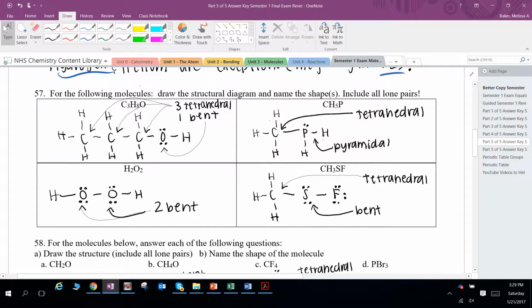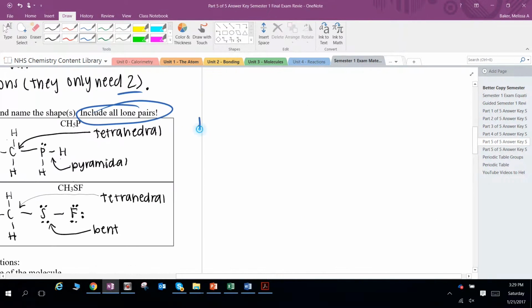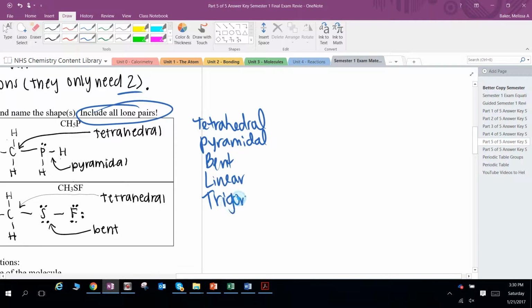When you're drawing molecules and naming their shapes, it's really important to label all of the lone pairs. And let's do a little recap of the total different shapes that there are, that we're talking about at least. There's tetrahedral, pyramidal, there's bent, there's linear, there's trigonal planar, and they all have some different patterns with how many atoms are bonded to the central atom and the number of lone pairs on the central atom.